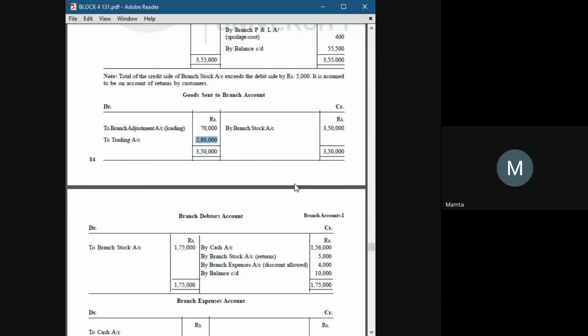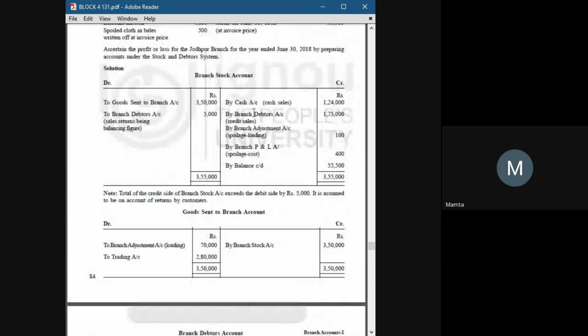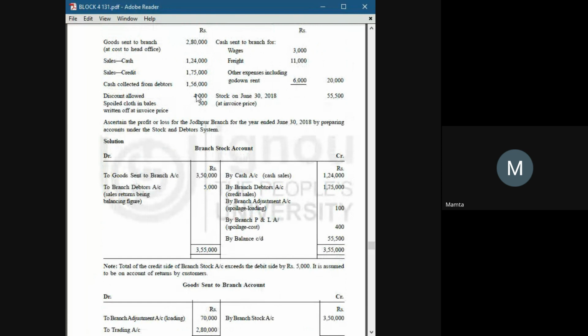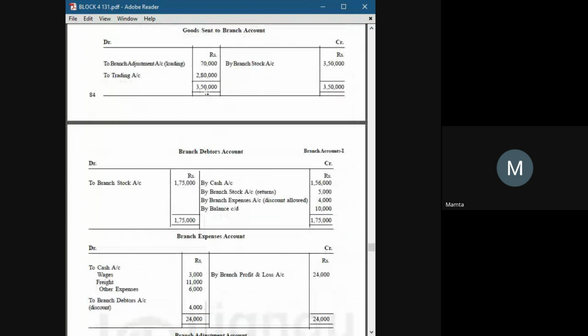Branch debtors account. Now, to branch stock is 1,75,000. By cash, we have sold stock of 1,56,000. By branch stock account, the returns we have created are 5,000. By branch expense account, the discount allowed, it was mentioned here, is 4,000. Here, the discount allowed, so we have put it under the branch debtors account.